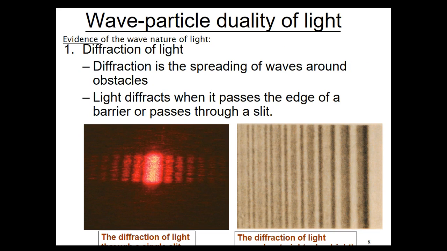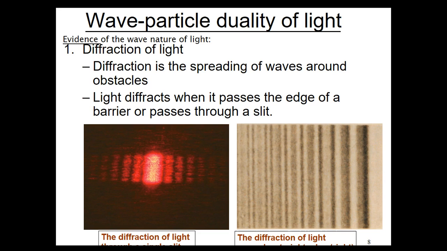Okay, so one piece of evidence that we have used to show that light is a wave is the fact that light itself can be diffracted. If you go to a lake and sit on a dock and look at the waves moving against the dock, you will see that they bend, they get distorted as they move around that dock. We see the same thing with light.